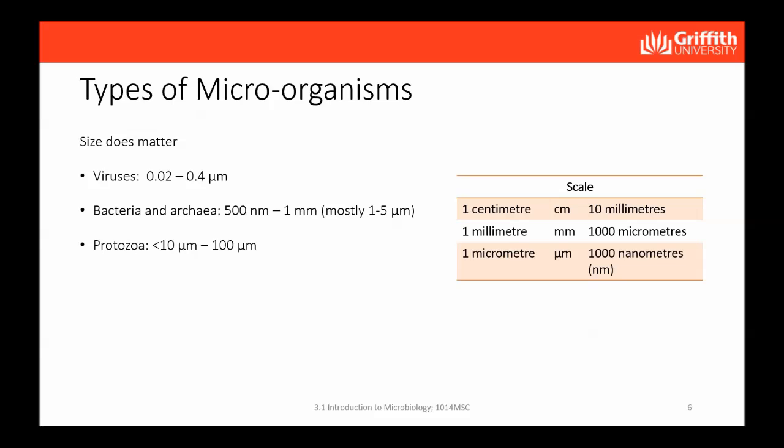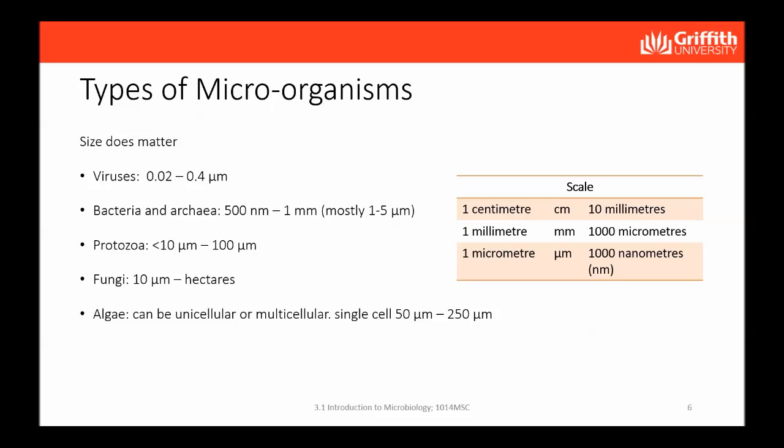Protozoa are unicellular eukaryotic organisms that can range from 10 to 100 micrometers in size. Fungi are non-photosynthesizing eukaryotic organisms that can be either single or multicellular. They can be as small as 10 micrometers, or they can spread over hectares. Algae are also unicellular or multicellular photosynthetic eukaryotic organisms, and a single cell can range between 50 to 250 micrometers. And finally, helminths are multicellular eukaryotic worms that are usually found in the human and animal guts.